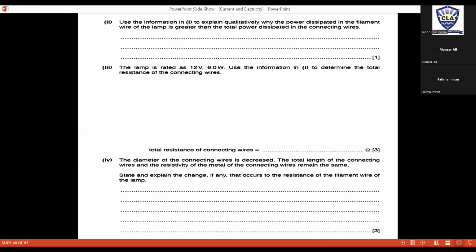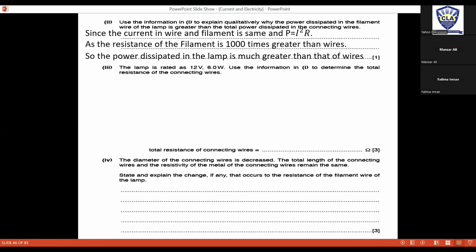Power is given by I square R and they both have same current because they are in series. Power I square R and they are in series. Filament has a resistance 1000 times greater. So it will have more power dissipated in lamp than in the wires.